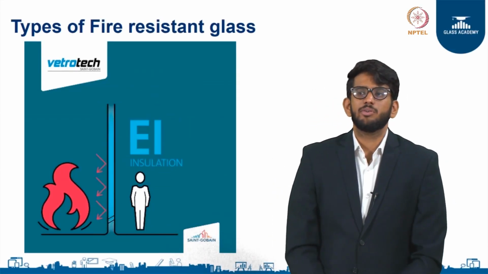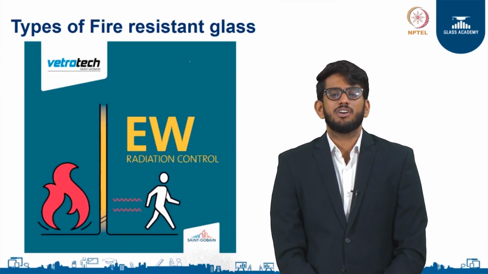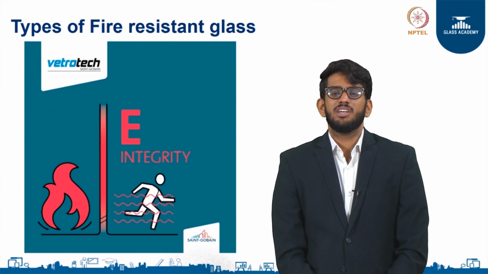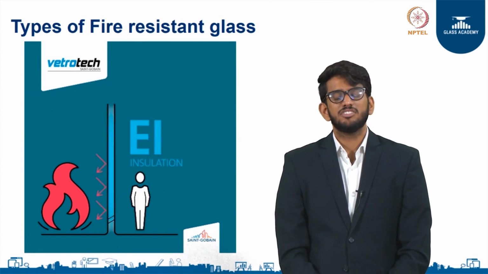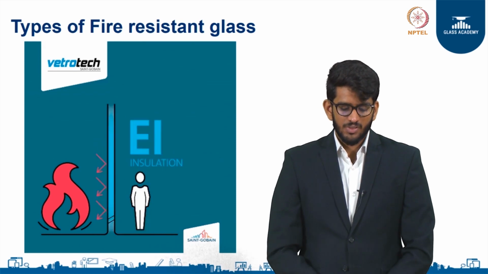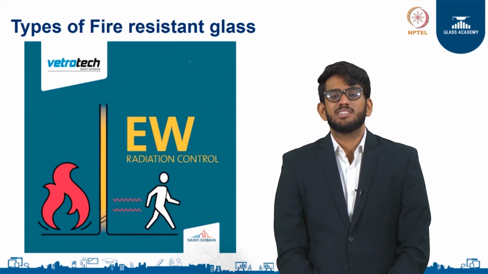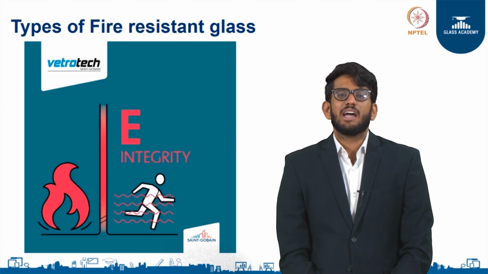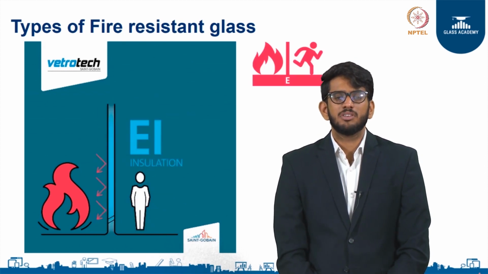So next I am going to take you through the use of specialty fire resistant glass. I will talk about what are the different classifications and how each of these fire resistant glasses performs in each scenario. So the different types of fire resistant glass, as you can see in the moving GIF, are E, integrity, EW, which means radiation control, and EI, which stands for insulation.